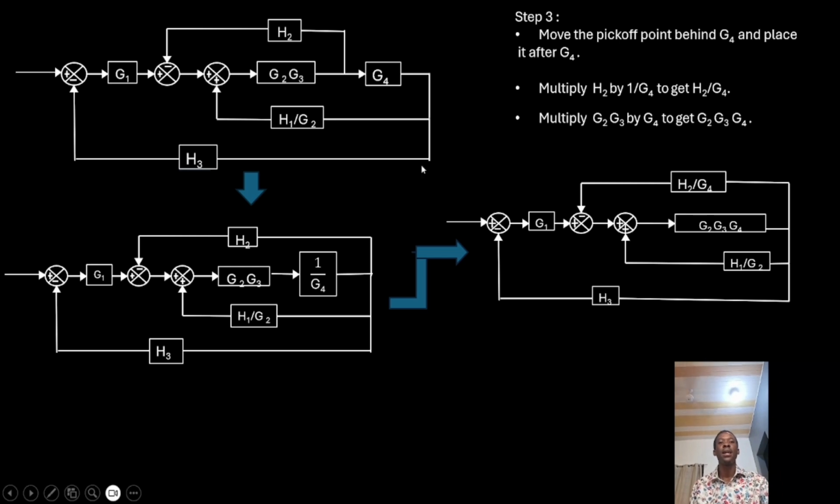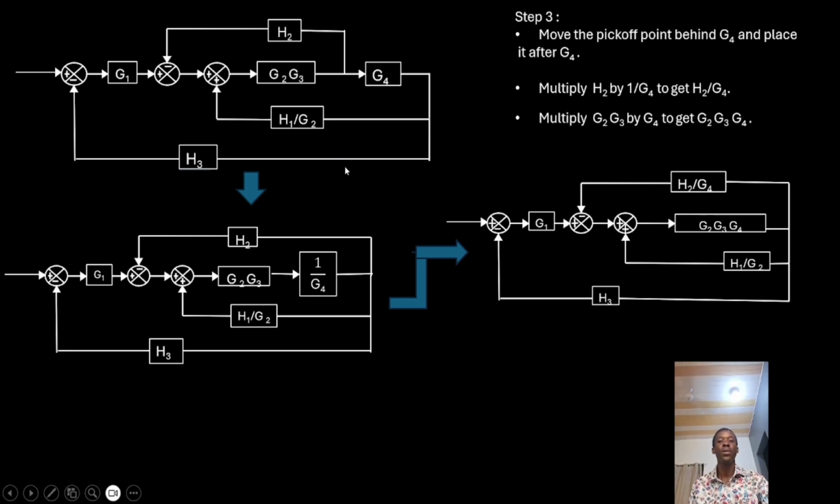To maintain the signal equivalence, we apply two key adjustments. First, since the pickoff point is moved from before the G4 block to after the G4 block, we divide the feedback path by G4, and as I'm showing you, the feedback path is from here up to here. The block located on the feedback path is H2, so we'll be dividing H2 by this G4.